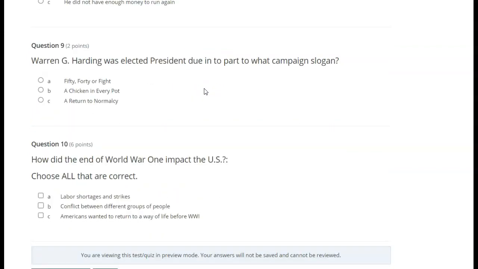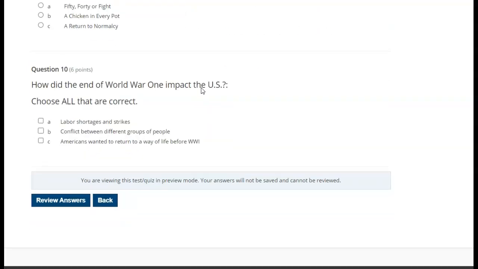Warren G. Harding was elected president due in part to what campaign slogan? A. 50-40 or fight. B. A chicken in every pot. C. A return to normalcy.